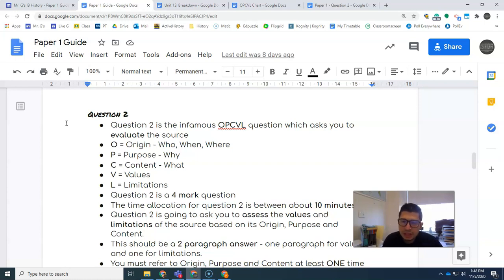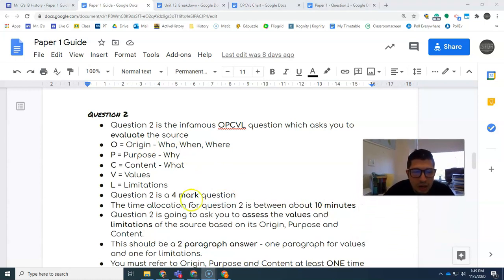So, it's called the OPCVL. Let's break down what that means. O stands for origin, the who, the when, and the where of the source. P stands for purpose, the why of the source. Why was that source created? The C is the content. What is that source saying? V is the values, the things that make the source good in the eyes of the historian. The L is the limitations, the holes and flaws in that source through the eyes of a historian.